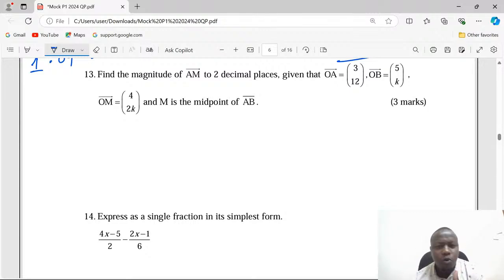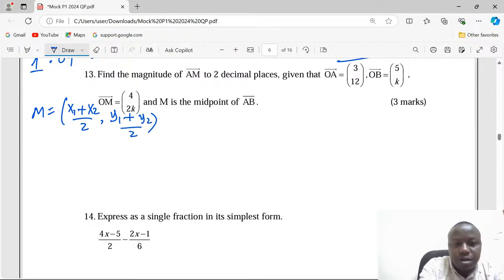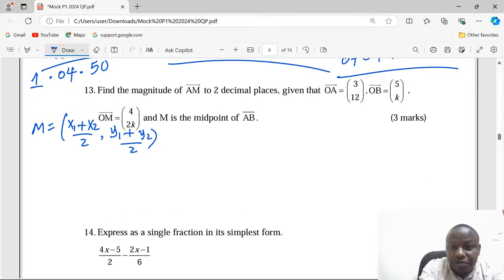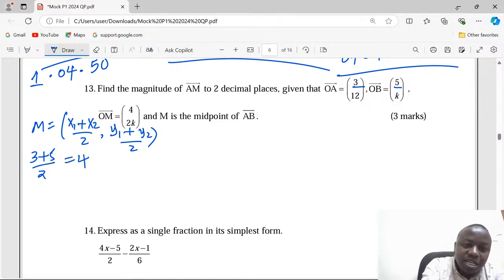So we should know, first of all, how midpoints are gotten. To get midpoint M, we need the first x plus the second x out of 2, then the first y plus the second y out of 2. This means the coordinates of OM are the coordinates of the midpoint, so we take 3 plus 5 divided by 2 to give us 4. You see that one is already agreed.